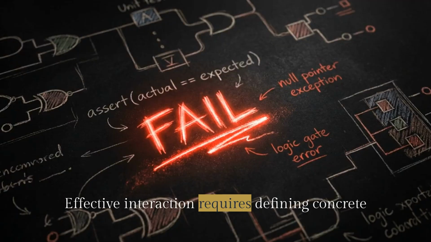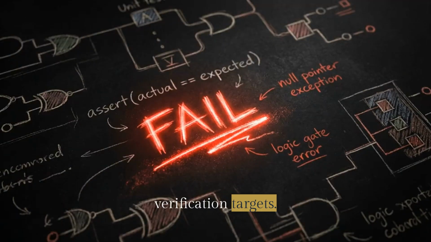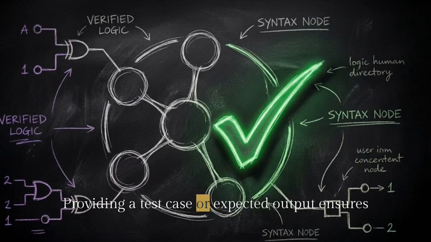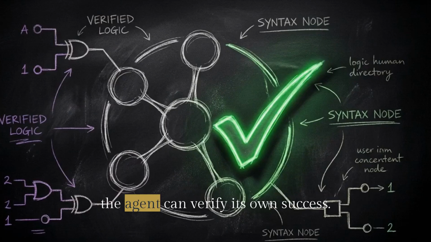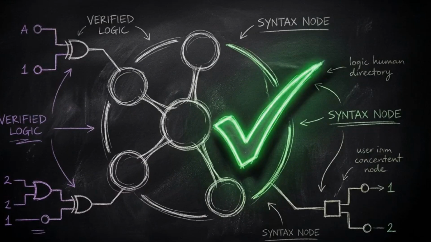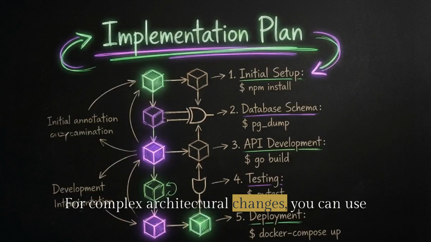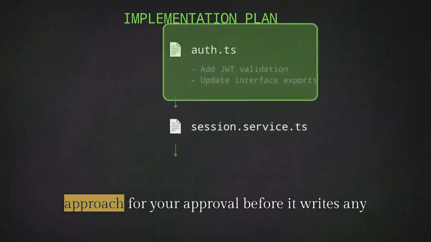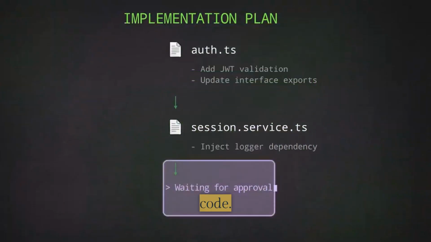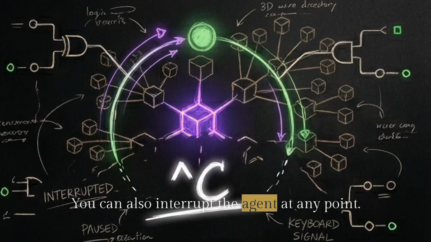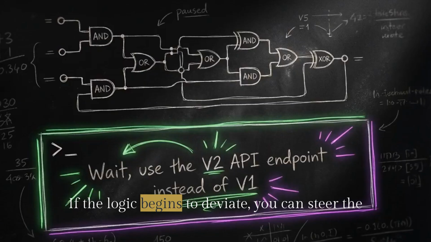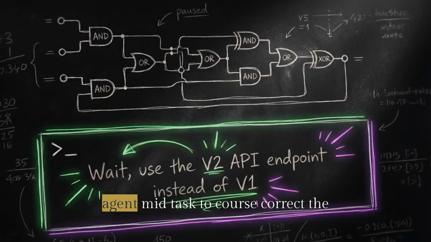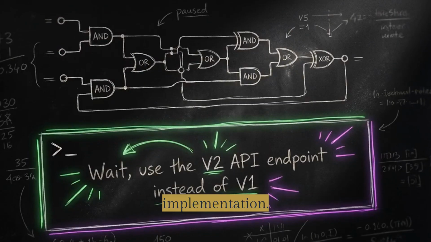Effective interaction requires defining concrete verification targets. Providing a test case or expected output ensures the agent can verify its own success. For complex architectural changes, you can use plan mode. This forces the agent to map out its intended approach for your approval before it writes any code. You can also interrupt the agent at any point. If the logic begins to deviate, you can steer the agent mid-task to course-correct the implementation.